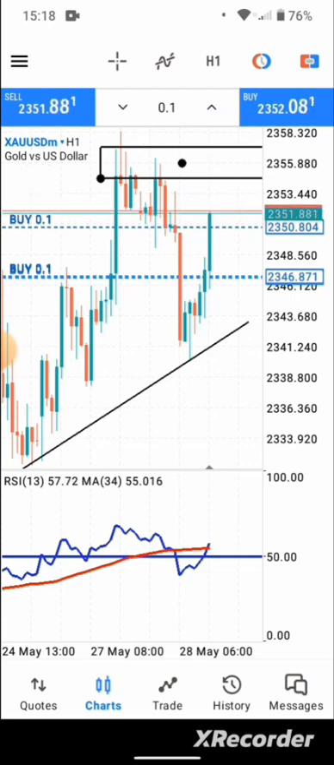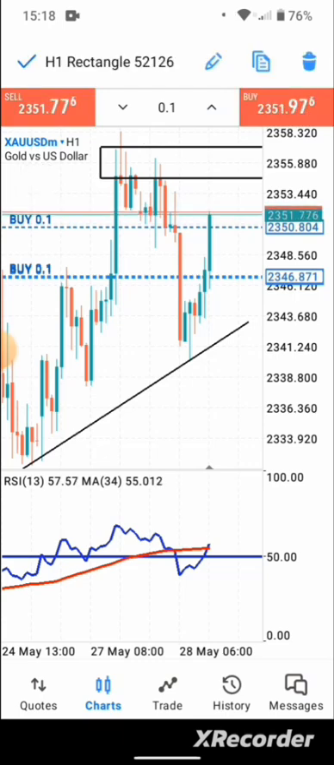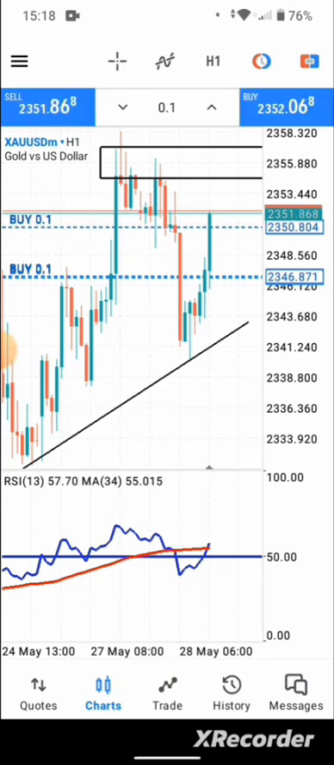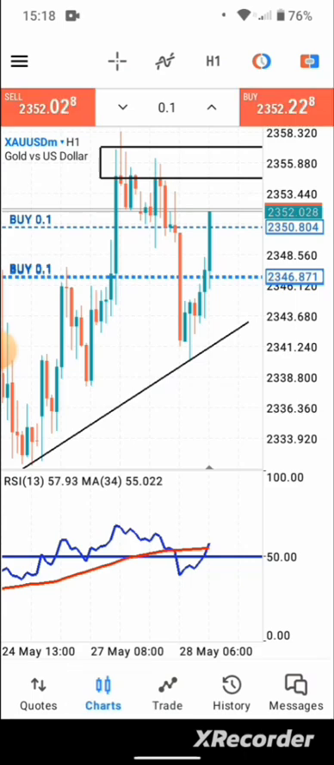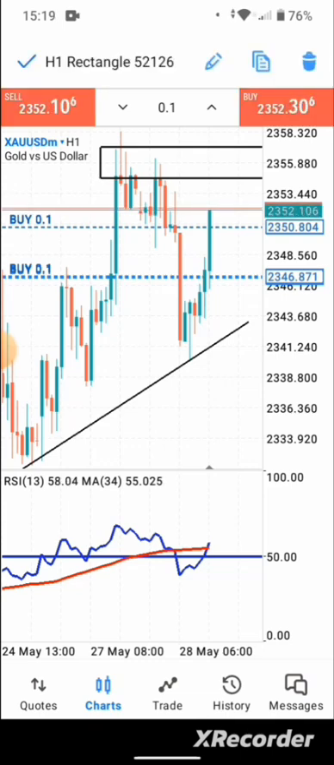There is a possible reversal point. This might be another reversal point at this particular region, or it's going to break this structure, this our resistance zone here. Then definitely it's a buy, full margin.